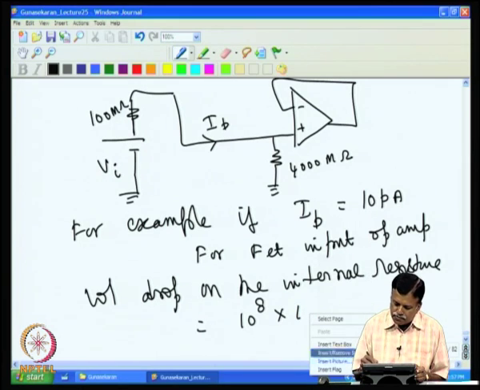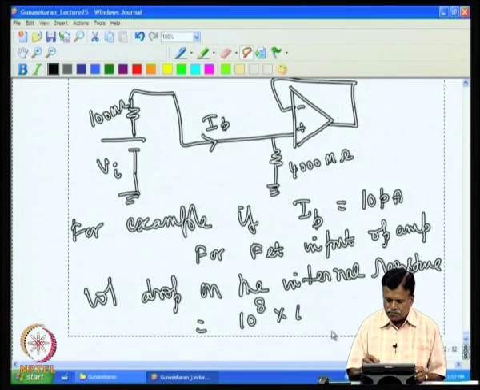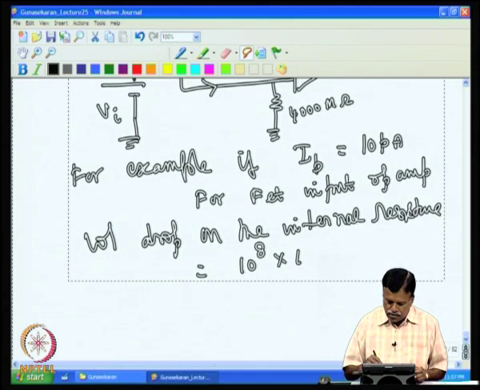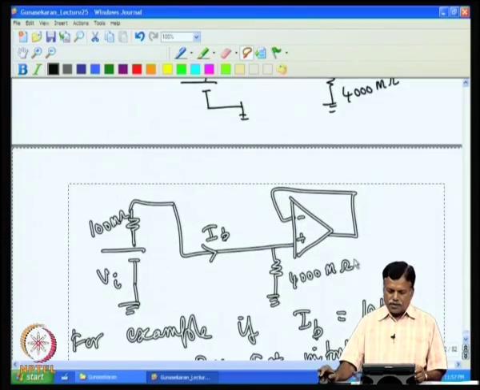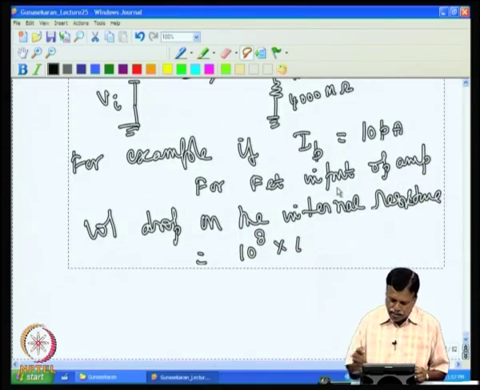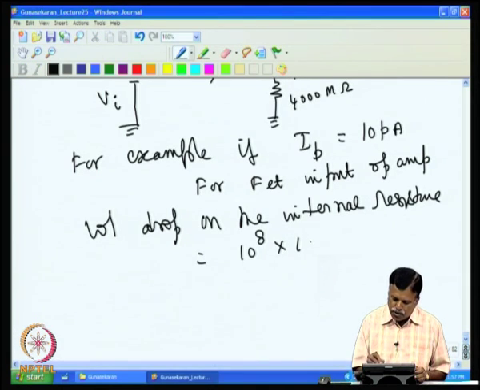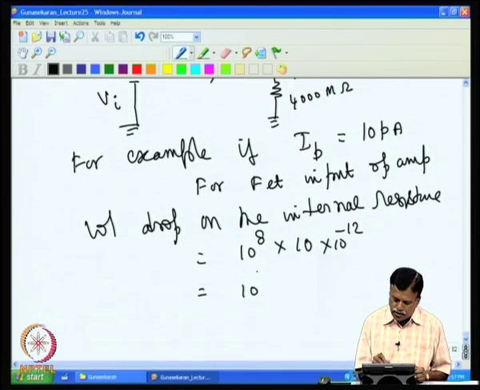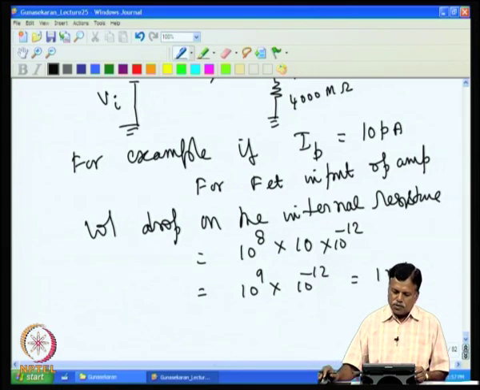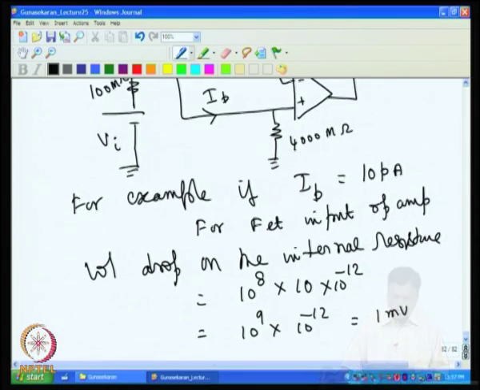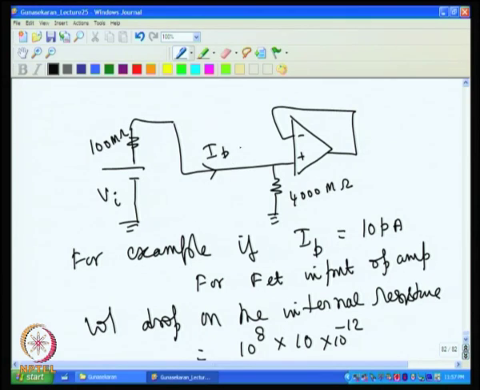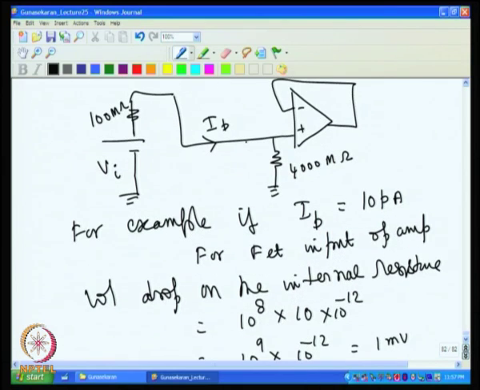So, we have 10 power 8 into 10 times 10 power minus 12, that comes out to be 10 power 9 into 10 power minus 12, that is equal to 1 millivolt. So, the voltage drop on the internal resistance due to the bias current is 1 millivolt, because we have taken Ib as 10 picoampere. So, you have a loss of voltage of 1 millivolt due to bias current.